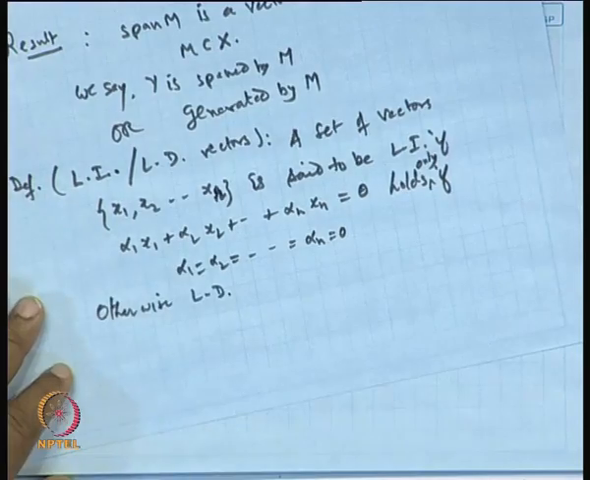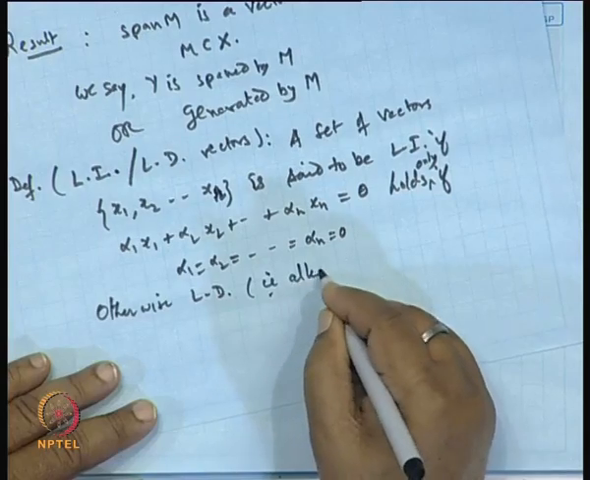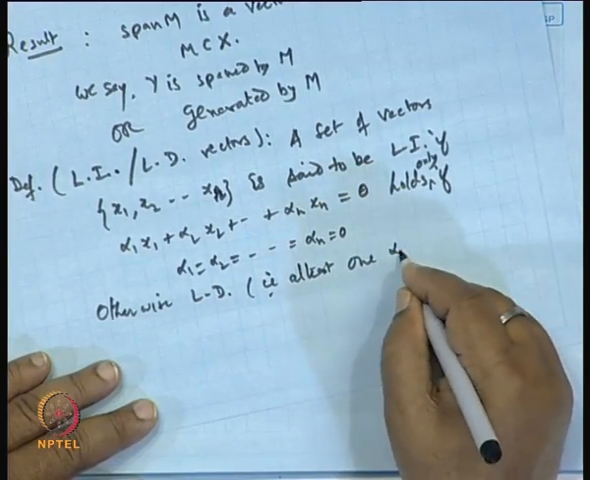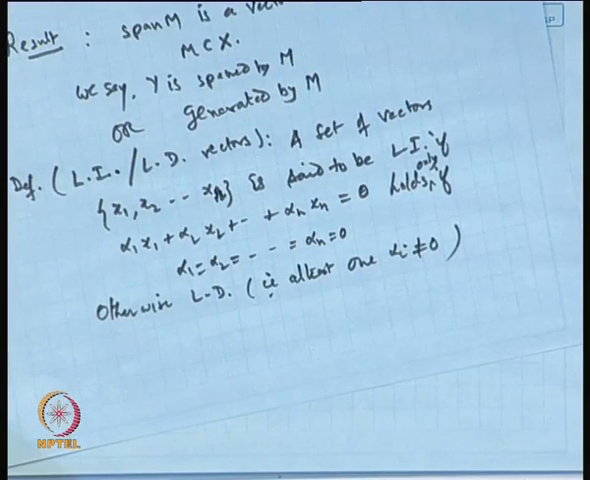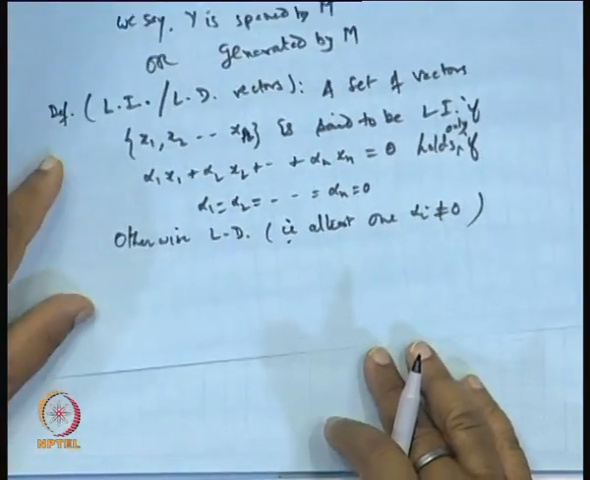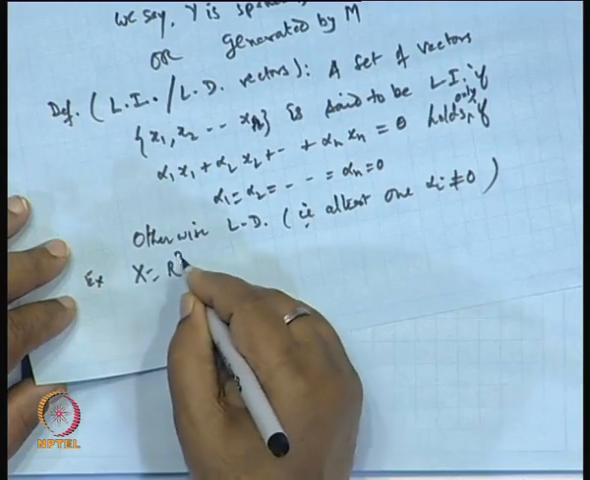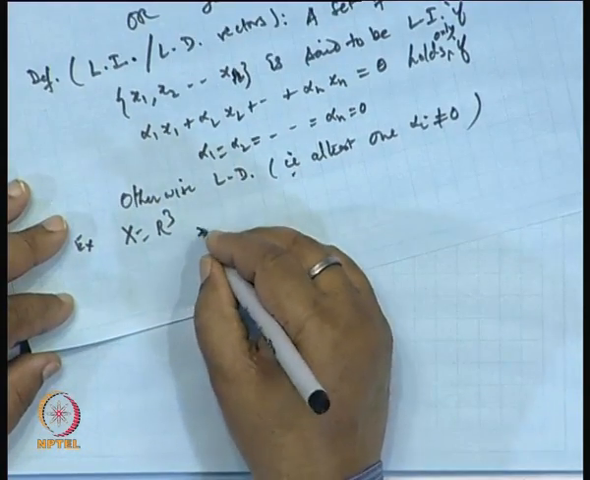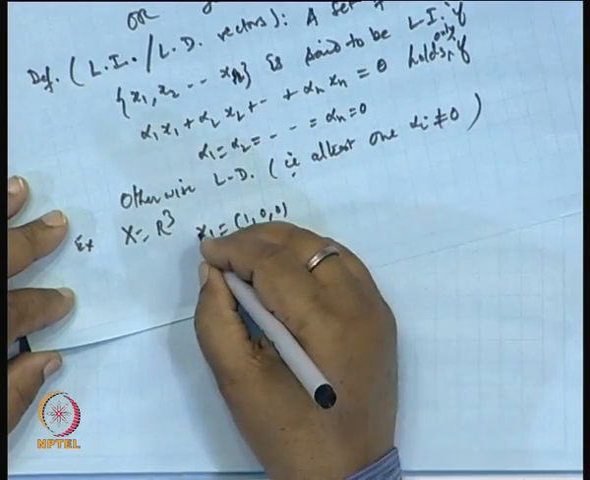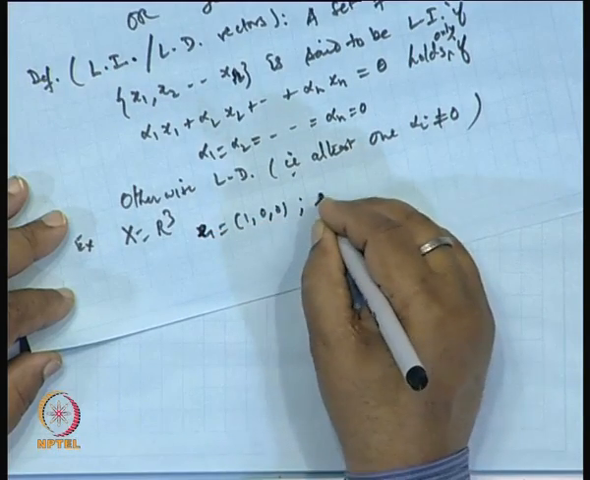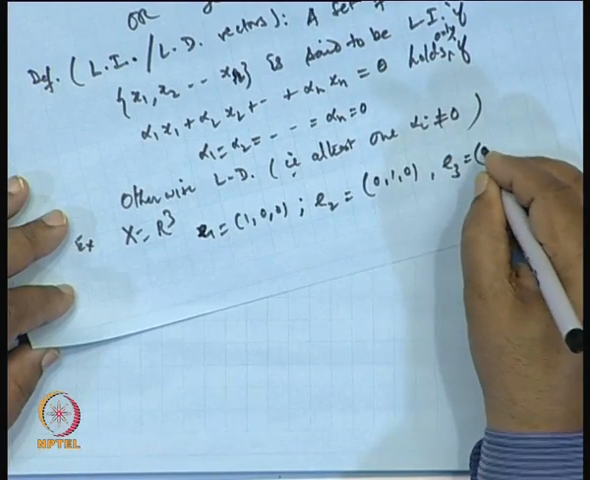linearly dependent. At least one of the alpha i's is different from 0, that is, at least one of the alpha i's is not 0, then they are linearly dependent vectors. Okay. So, for example, if we take, say, R 3 and find the vector x 1 as 1 0 0 or E 1, let it be E 1, E 2 as 0 1 0 and E 3 as 0 0 1.